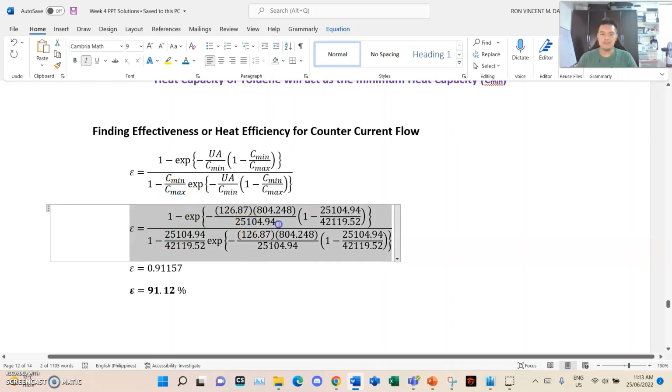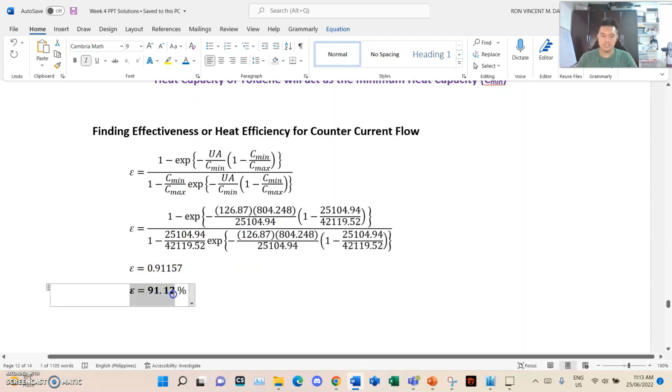So substituting everything, we have this value, and converting it into percent form, I would find that the effectiveness or heat efficiency for counter-current flow of this shell and tube heat exchanger problem is 91.12%.